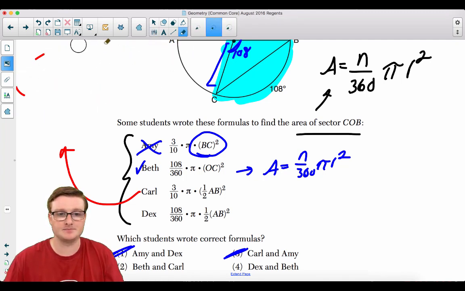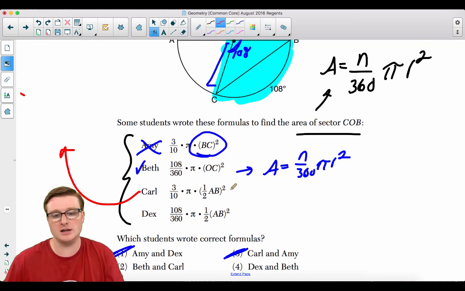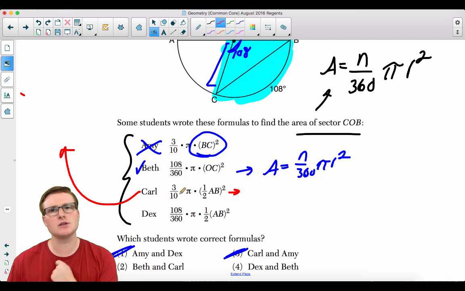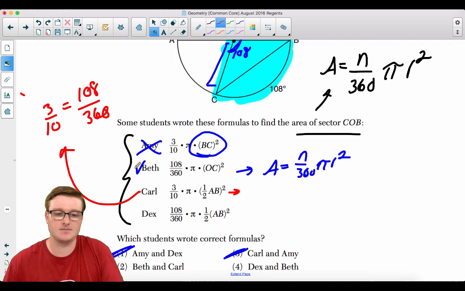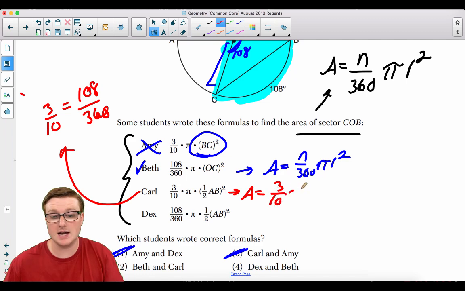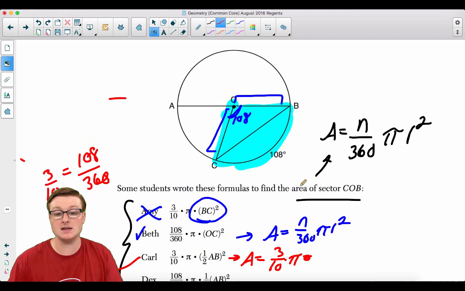All right. But if you look at Carl's formula, where's he getting this 3/10 from? Did I mention that 108 over 360 is 3/10? I should have. So 108 over 360 is 3/10. So A is equal to 3 over 10 times pi times 1/2 of AB squared.